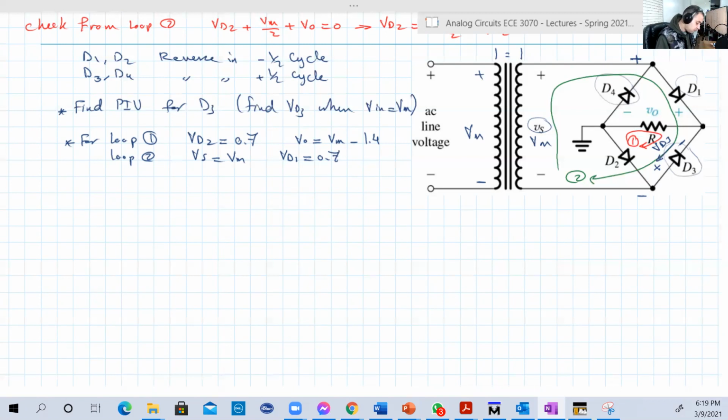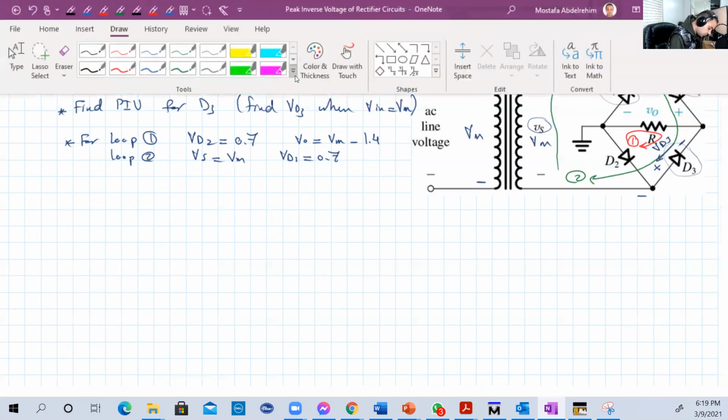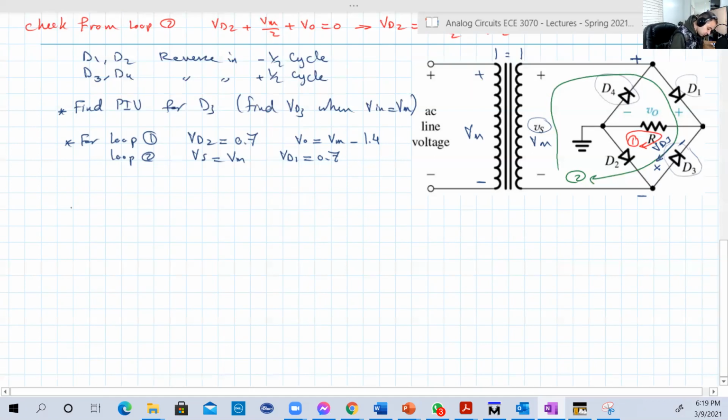Okay. So let's do loop 1. KVL from loop 1. So this is the VD2 direction, and here is VO. So we have VD3 plus VD2, then plus VO equal to 0. All of them are in the same direction.